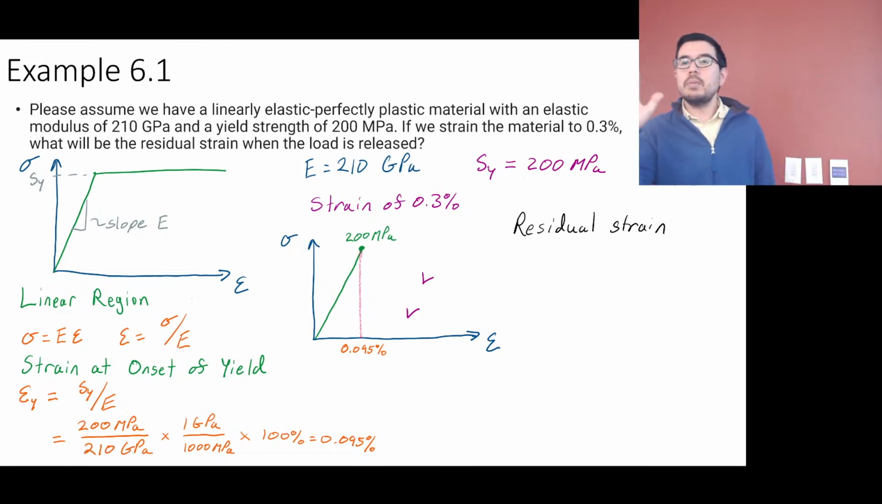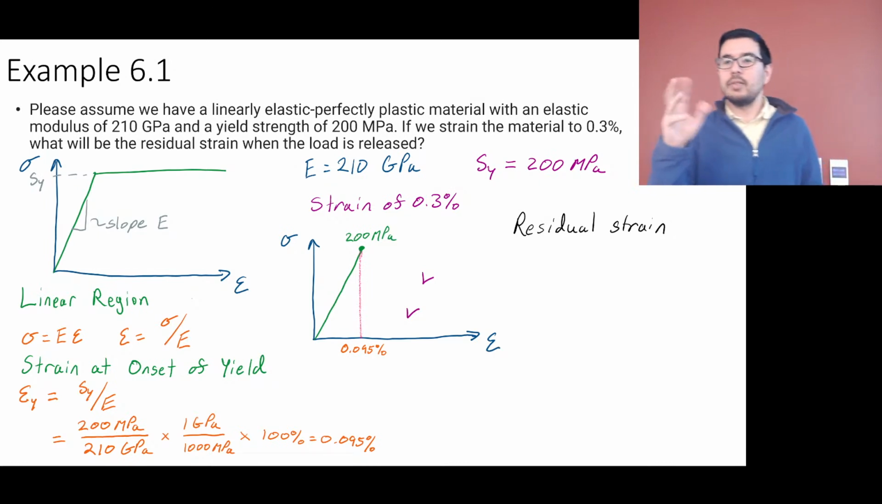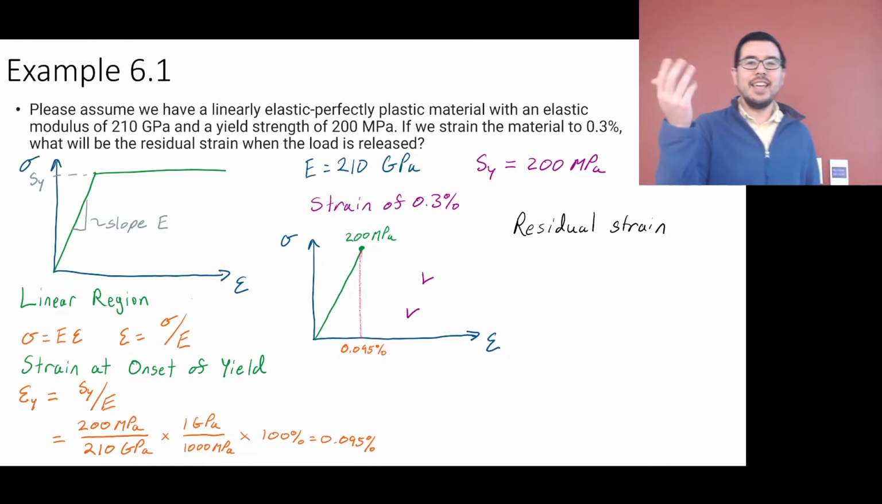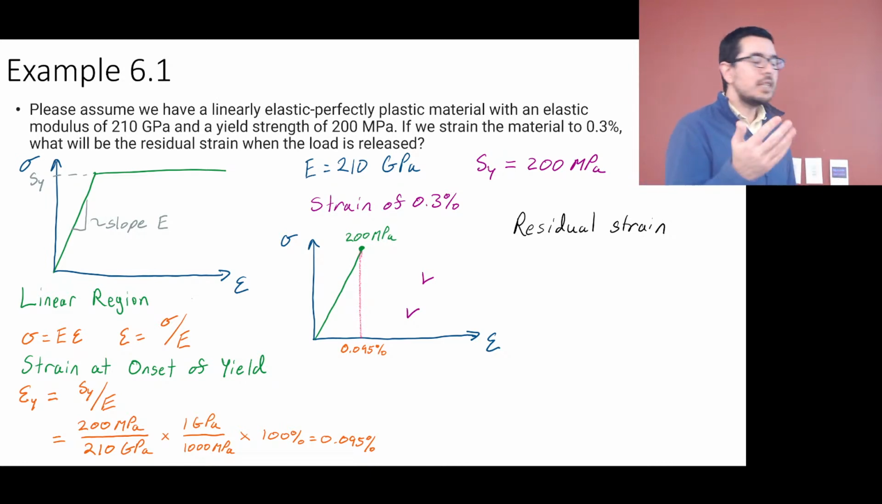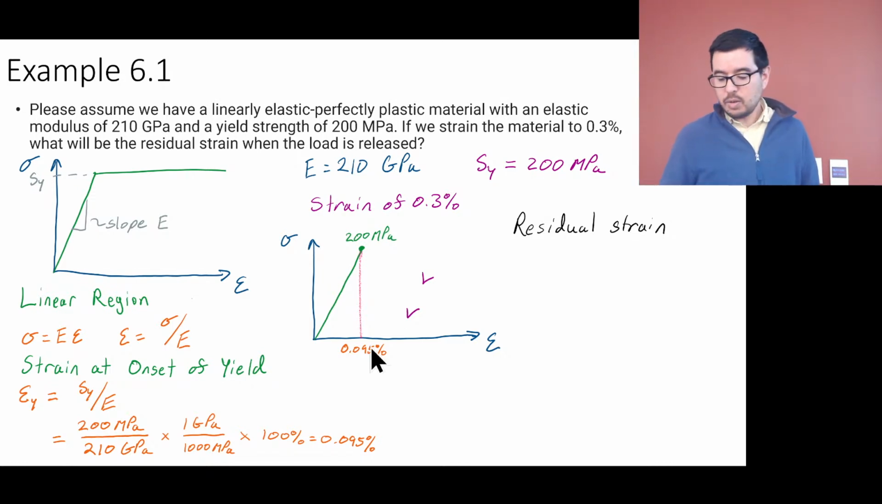So we get up to about 0.1%. It's 0.095%, but again, it's going to be hard to say exactly what that is. But we get to about 0.1%. We still have another 0.2% to go. So what happens? We go out to 0.3%. So we go another 0.2% and we get out to this point. So we've now loaded it as was specified, to 0.3%.